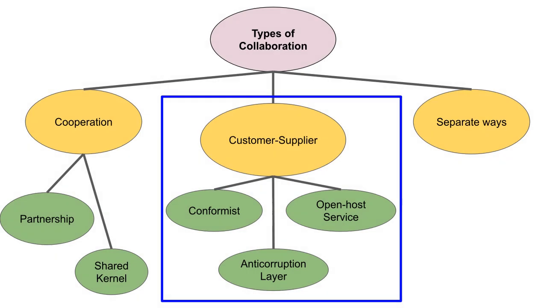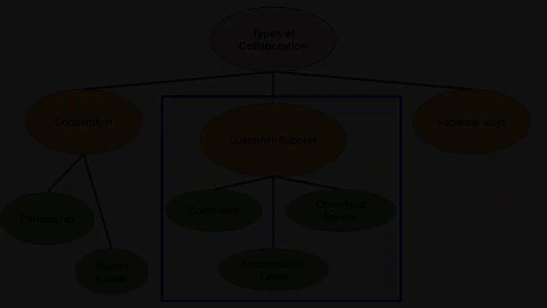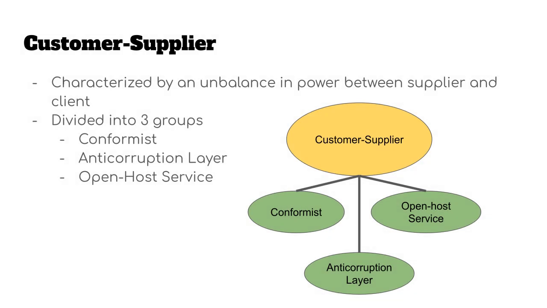The second type of collaboration is the customer-supplier. Unlike in the previous group, here there is an unbalance in the power dynamics between the supplier, also known as upstream, and the consumer, also known as downstream. This difference in power dynamics can be classified in three distinct patterns.